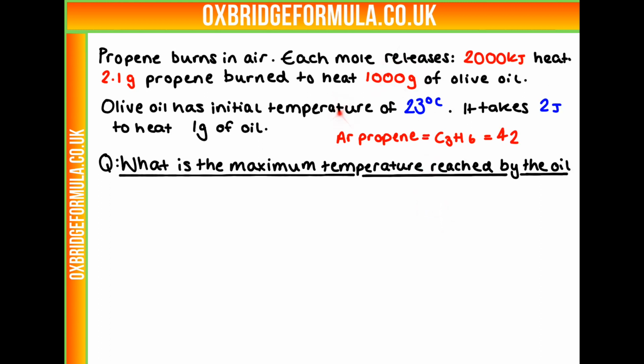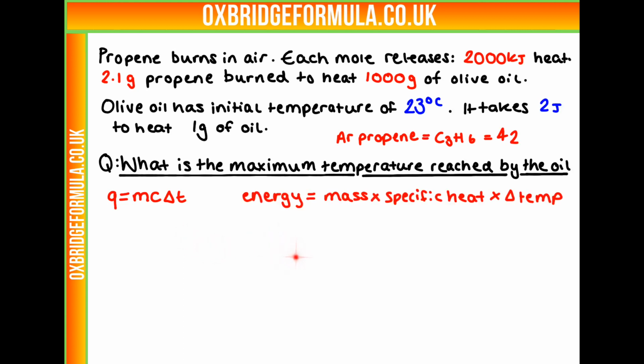Well, we have the mass of the oil, we have its starting temperature, and we have how much energy it takes to heat 1 gram of it, which is the same as the specific heat capacity. So if we put those all together, we can have the equation Q equals mc delta T, which is energy equals the mass times the specific heat capacity times the change in temperature. Now we have the mass, we have the specific heat, we want to find the change in temperature. Can we work out what the energy might be to solve this equation?